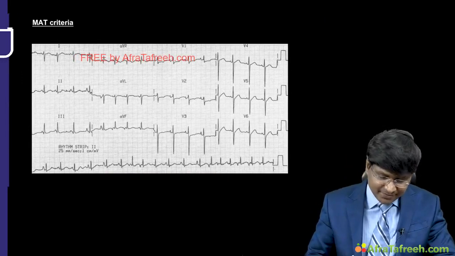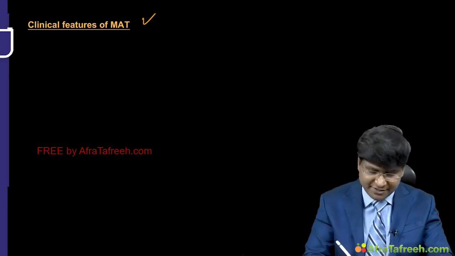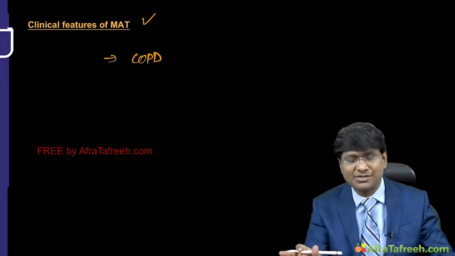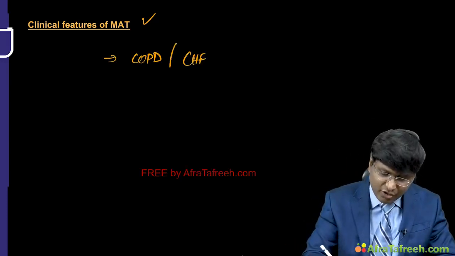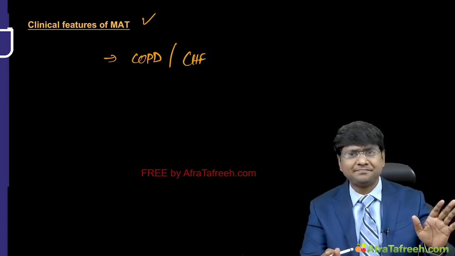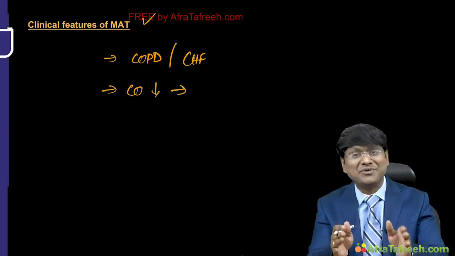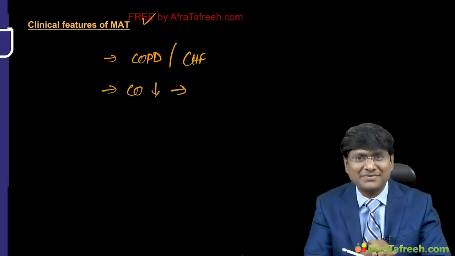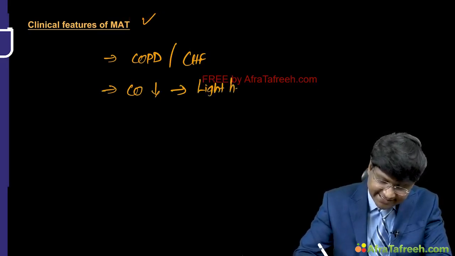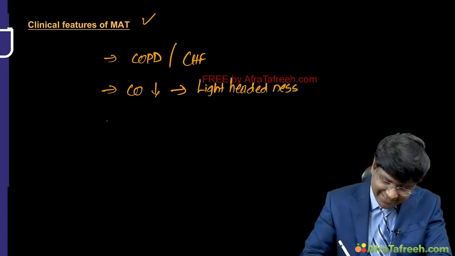Now at the same time, you also need to know what will be the clinical features of the MAT. So most of these patients, what did we discuss? They are COPD patients, or there would be a history of congestive heart failure. Now whenever there is any arrhythmia, what will happen to the cardiac output? In any form of arrhythmia, the cardiac output will be reduced. So what will happen to cerebral perfusion? That will be reduced. So the patient will have lightheadedness.